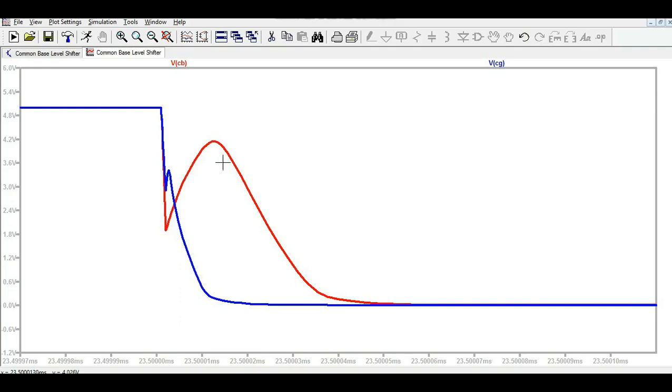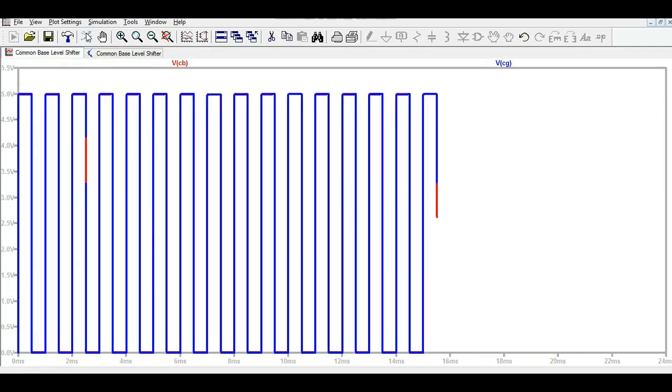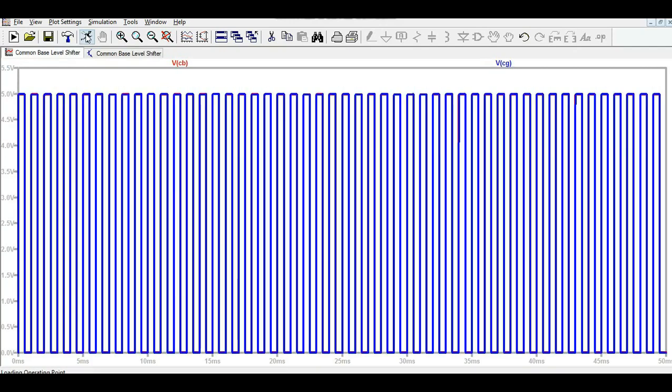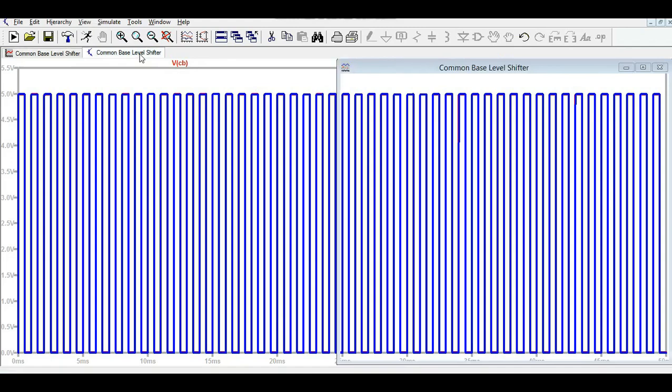Now it has come down. While in the common gate configuration, you see here your blue signal comes down, then it has a sharp rise at this point, and again it has some fall time and comes down. So you can see some differences. If you look at the whole picture, you cannot find them, but if you zoom, you can see the differences in the common base output and common gate output.